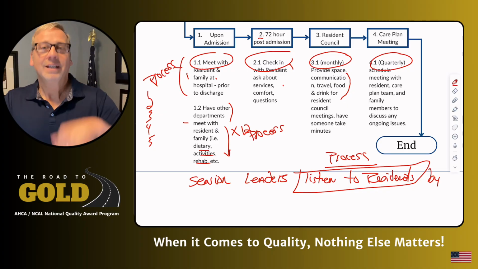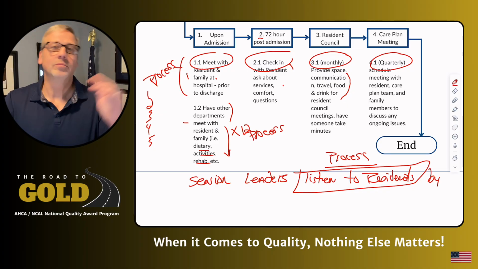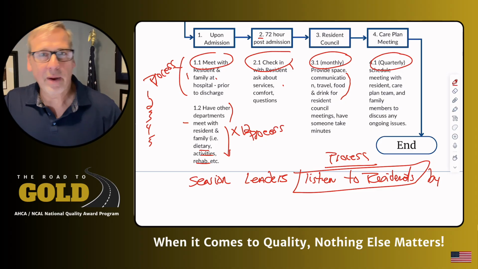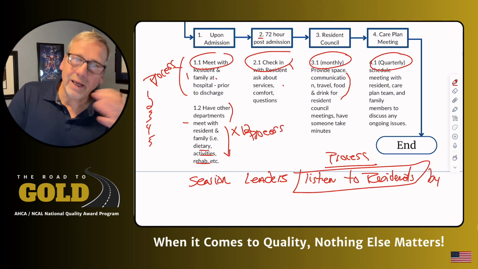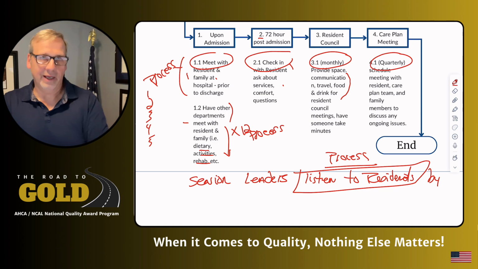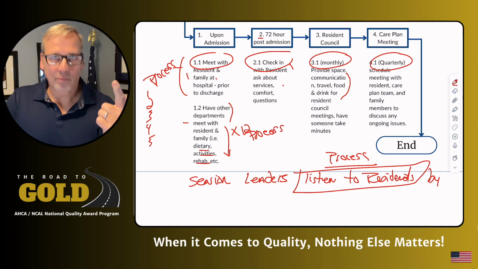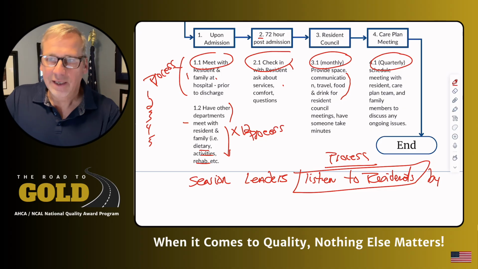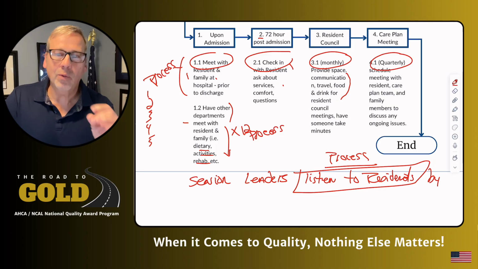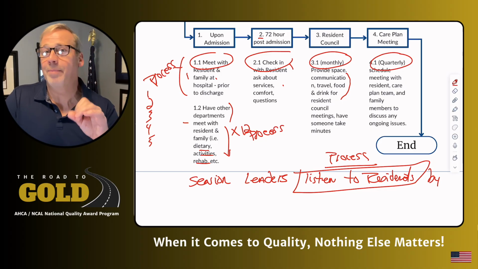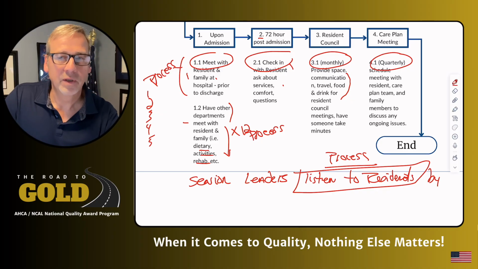Then we have a monthly resident council meeting, and we have a quarterly care plan meeting. Then, in addition, we teach all of our employees and all managers to practice active listening. We ensure that we make eye contact and that we are patient with residents, giving them time, asking questions, and making sure that we get the question right by constantly repeating back the question to residents, asking for clarity.